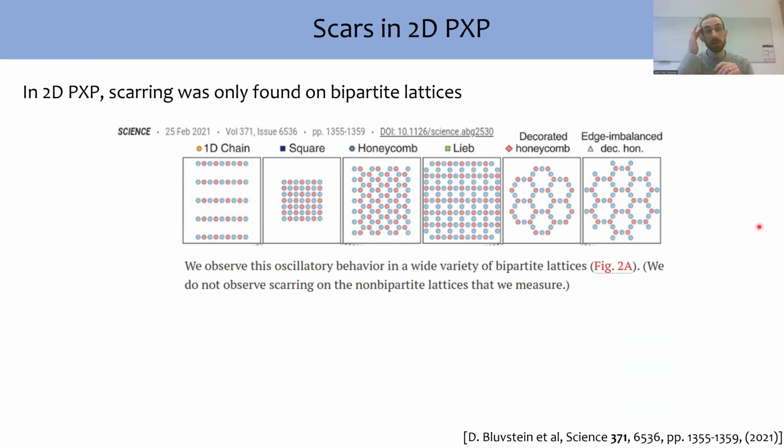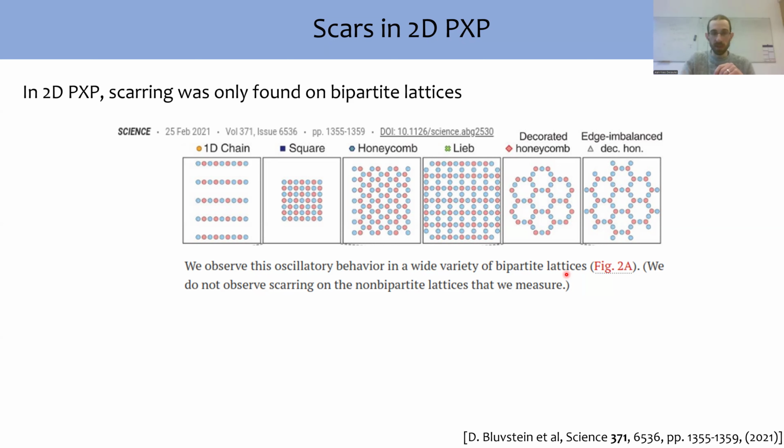So what's the status of scars in 2D PXP? Well, people have looked at 2D PXP. The group of Misha Lukin has looked quite a lot in experiment at these lattices of Rydberg atoms in 2D, and they found scars in many of them. Essentially, the conclusion was that for any bipartite lattice in 2D, they see scarring if they start in the Néel state. But for all the non-bipartite cases, they do not see any scarring. Of course, they have not tried all the different initial states, but they tried the obvious candidate, and they saw no scarring.